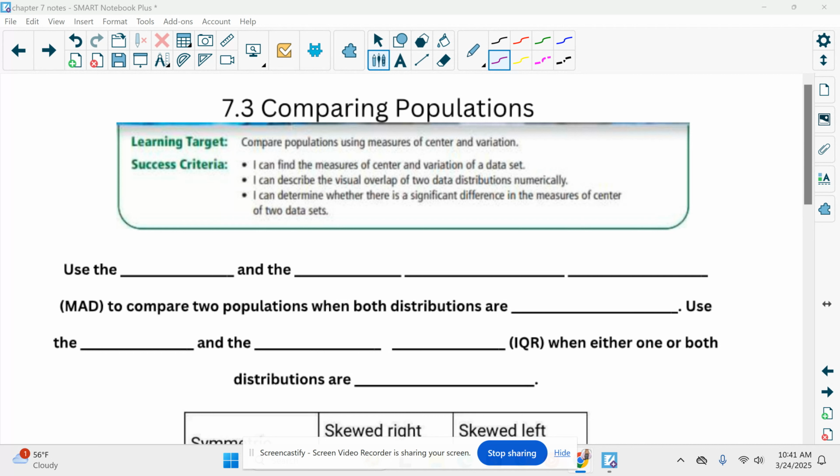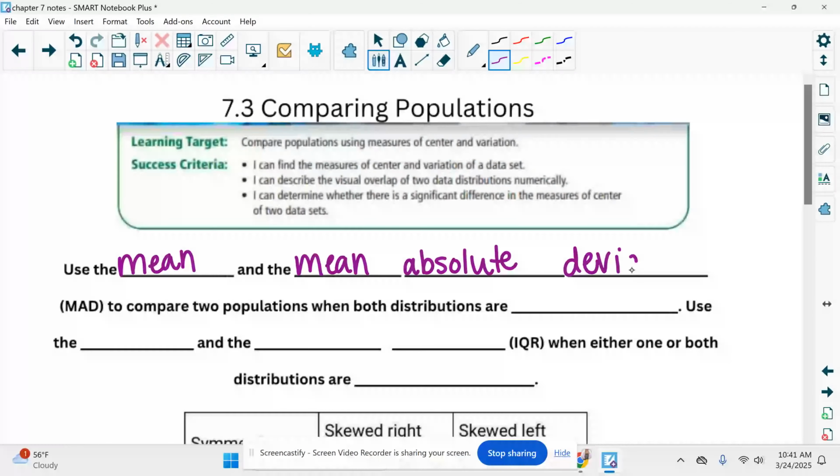So we're going to use this information to help us compare those populations and samples we've been talking about. Okay? And so when we do that, we've got to know which one exactly we need to be looking at. So we're going to use the mean absolute deviation, which is also known as the MAD, to compare two populations when the distributions are symmetric. If I could spell symmetric correctly.